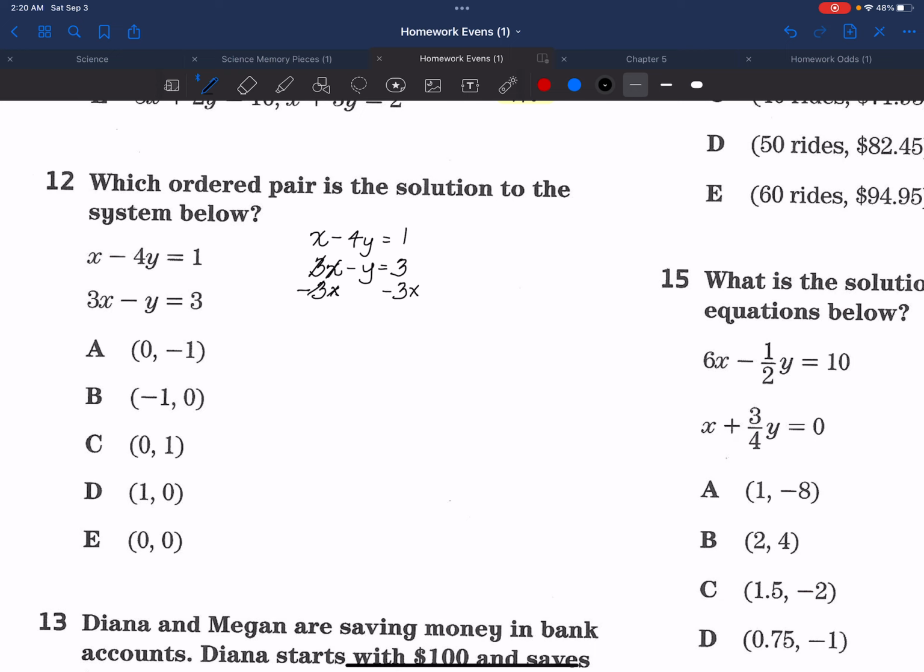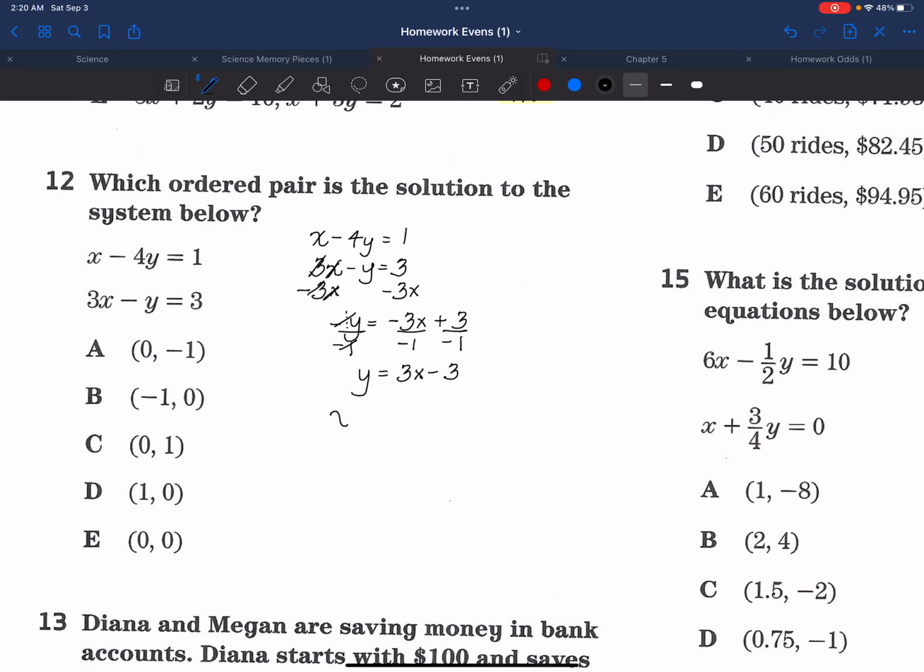So let's take 3x off each side. So we're left with no x terms over here. So we have negative y equals negative 3x plus 3. And then I'm going to divide both sides by negative 1. So let's divide all of the terms by negative 1. And I'm left with y equals 3x minus 3.